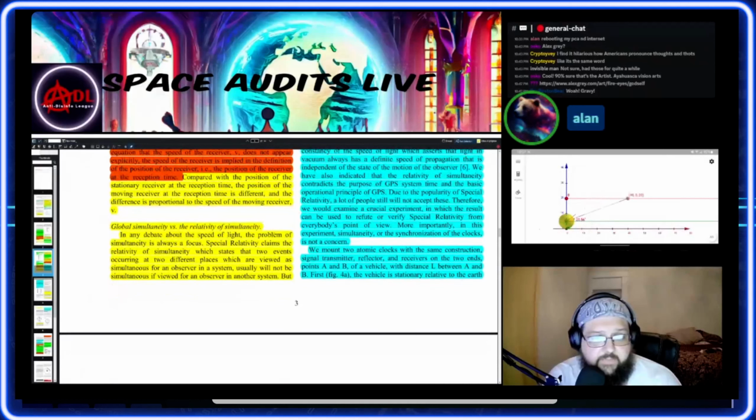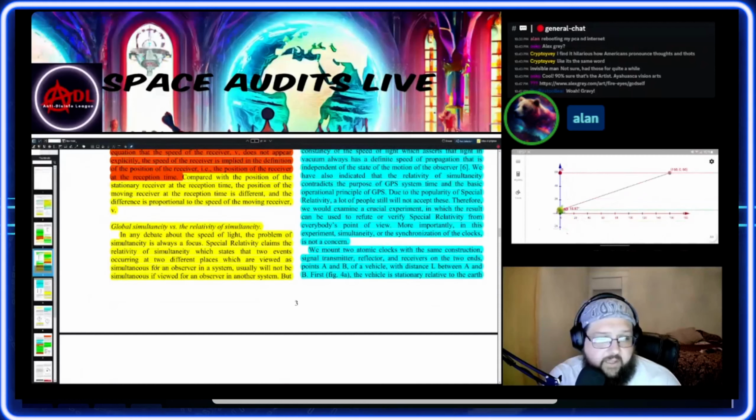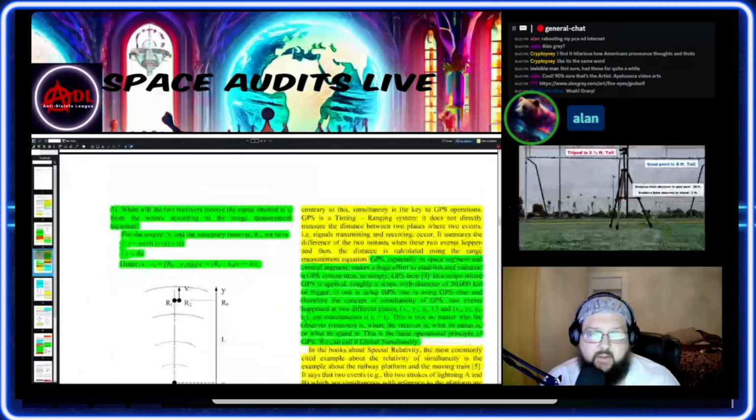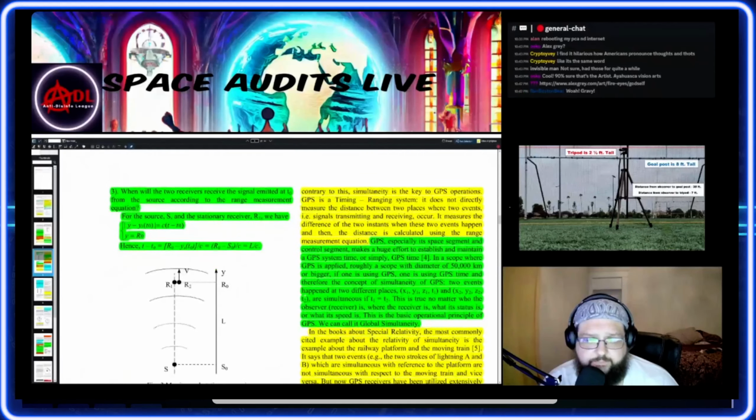In any debate about the speed of light, the problem of simultaneity is always the focus. Special relativity claims the relativity of simultaneity, which states that two events occurring at two different places, which are viewed as simultaneous by an observer, usually will not be simultaneous if viewed by an observer from another system. Now he says usually very generously here. There's no room for usually. It's never, ever. But contrary to this, simultaneity is key to the GPS operation.